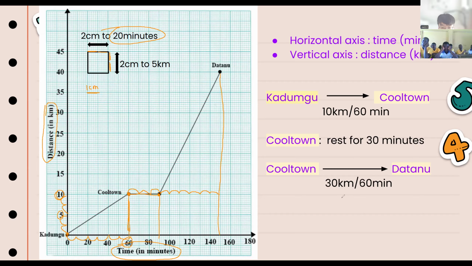And then he traveled another 30 kilometers. And we know 2 centimeters is 5 kilometers. How many centimeters on the graph will be 30 kilometers?